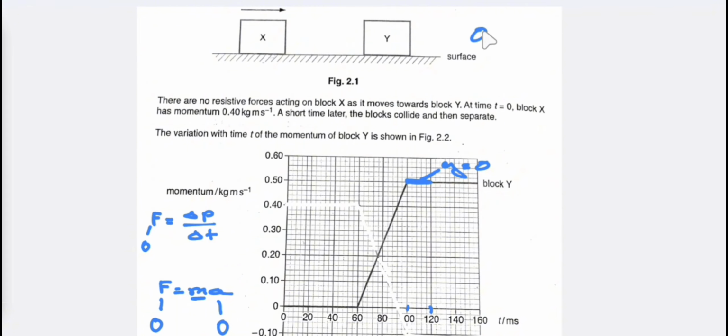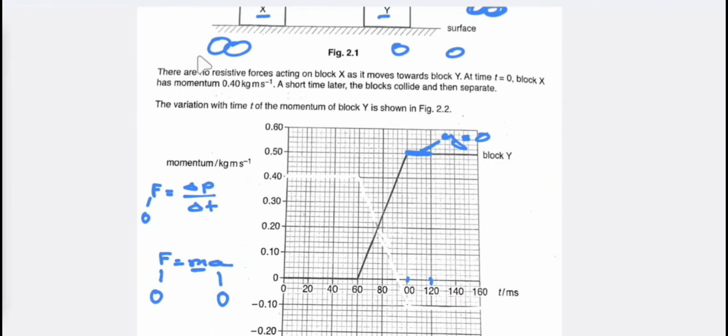The force is exerted when the objects are in contact with each other. For example, two objects that are far apart are not in contact, so no force is exerted on them, unless they have electric or magnetic charge. But here, when the two objects are in contact, force is exerted. The objects are in contact from 60 to 100 milliseconds, so in this time interval the force is exerted.